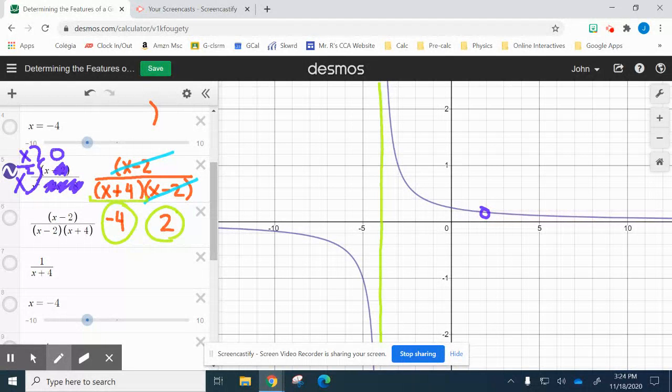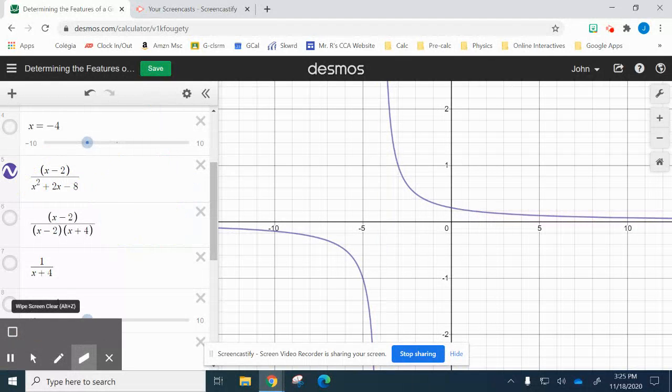The last two things we need to do are to find the x and the y intercepts. All right? So I'm going to erase that stuff.